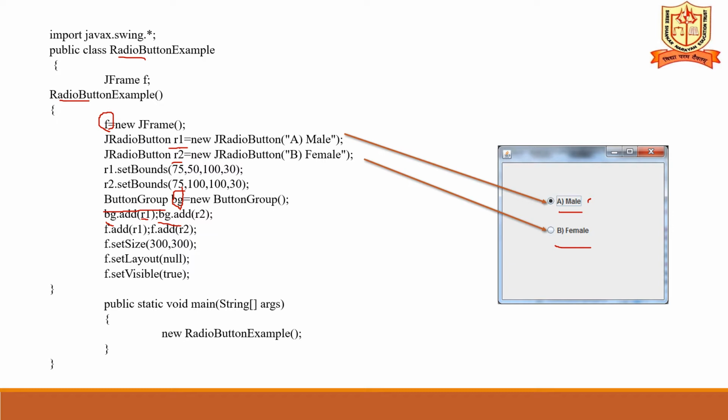Once you have added the radio buttons to the ButtonGroup, add the radio buttons to the frame. So what is the radio button object here? r1. So f.add(r1) and f.add(r2). Once you have added the radio buttons to the frame, you have to set the size and make setVisible true. I think the radio button is clear.